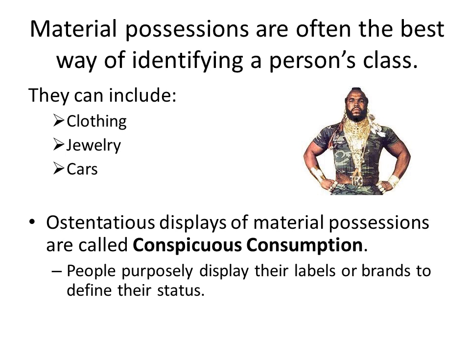Material possessions are often the best way of identifying a person's class. They can include clothing, jewelry, cars. You see a lot of people who wear labels. You see a lot of cars that have that BMW or Mercedes or Tesla mark on them. And that really is representing a certain lifestyle that people want everyone to think they have. These ostentatious displays of material possessions are called conspicuous consumption. People purposefully display their labels or brands to define their status.